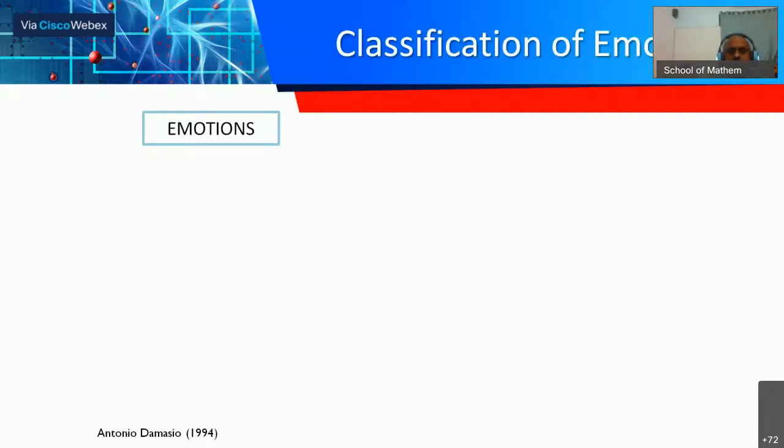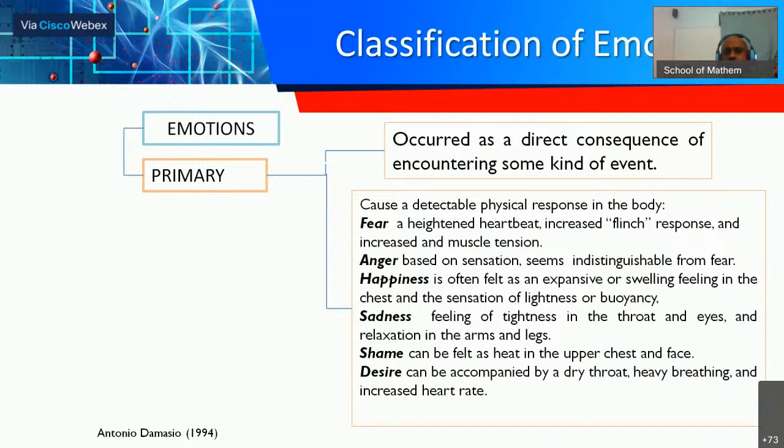Prior to going to that, we'll try to classify the emotions. Emotions can be classified as primary and secondary. Primary is a direct consequence of some event happening. For example, on seeing the dark, you will get fear. On seeing something happening against your wish, you will get anger. When you get something, say you got your increment or your appreciation, you will be happy. So immediately, on some event, you feel some emotion. Those are the primary emotions, like fear, anger, happiness, sadness, all this.